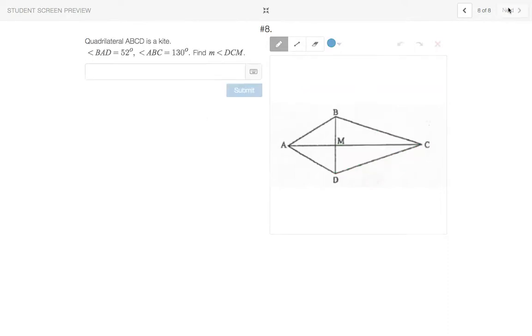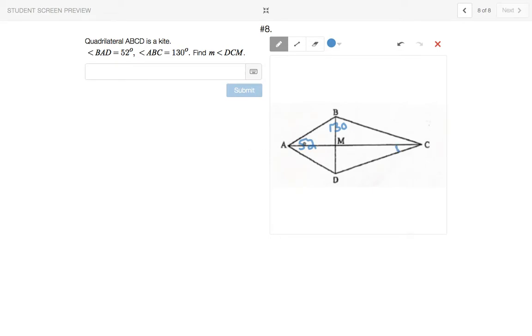All right, last one. Angle BAD is 52. Well, that's this whole angle over here, so this is 52. Angle ABC is 130. That's this top angle. And angle DCM is what we're looking for, this small angle, okay? Now, we can do this a couple different ways, but I think the easiest way is let's figure out what this whole BCD angle equals and then divide it in half.